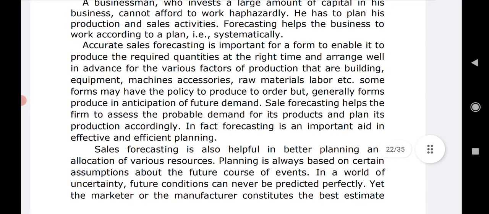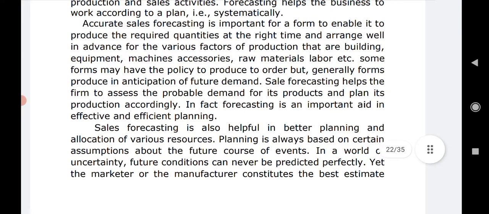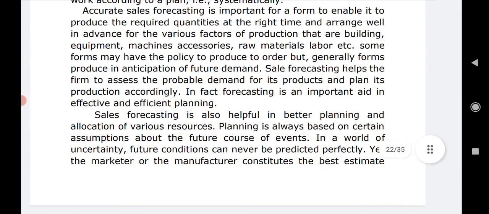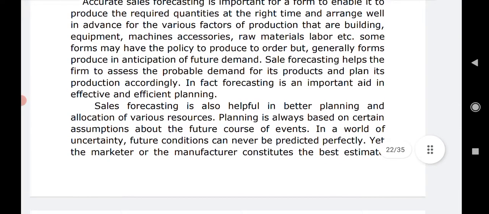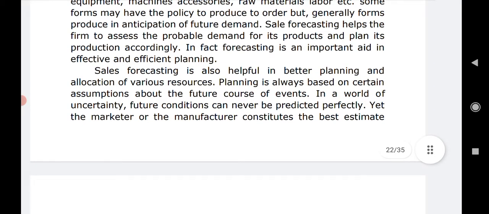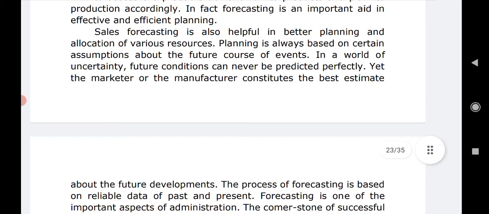Forecasting helps the business to work according to plans and to work systematically. Accurate sales forecasting is very important to decide how much to produce, or what quantities will be required at the right time, so that arrangements can be made in advance. All the various factors of production, like building, equipment, machinery, accessories, raw material, labor, whatever is required, can be managed beforehand. Then if the production is done, we can make it more viable. Sales forecasting helps the firm to assess the probable demand for its product and plan out the production accordingly. So it is a very helpful tool for manufacturers.